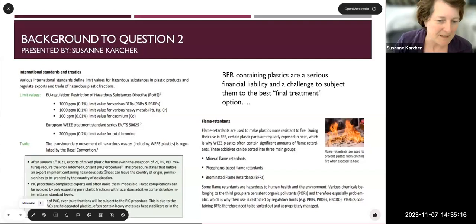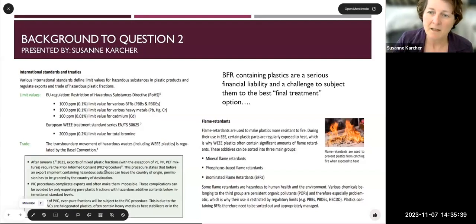Okay. But that is why I also advocate that it would be in so much interest for everyone to create those pure fractions. And I have shown you how easy it is to actually generate those pure fractions. Because if you have those pure fractions and can prove that they don't contain flame retardants, they are not subject to the PIC procedure. And that would make it very attractive to trade.